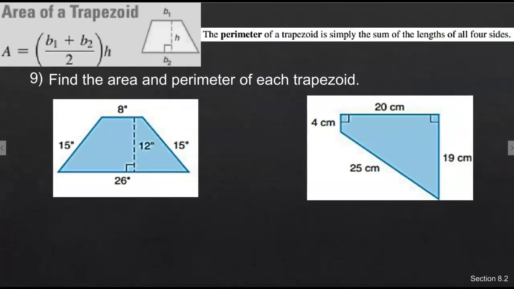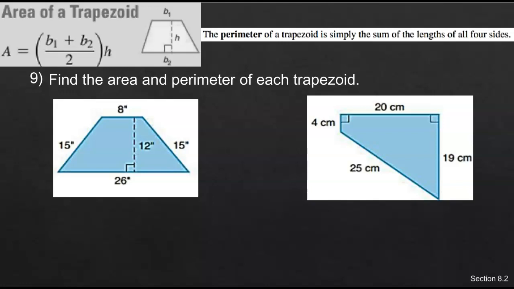Okay, on to some trapezoids. With a trapezoid, we have a special formula. It is the sum of the bases, right? So we add our bases, divide by 2, and then we multiply by the height. You have to be careful how you do this. The parentheses are important, so make sure that you use those.